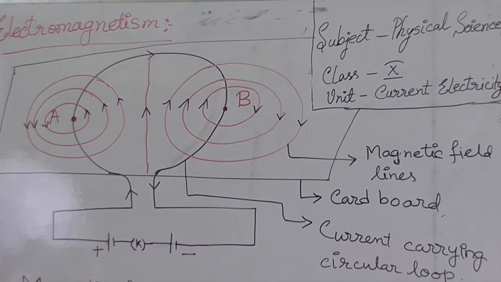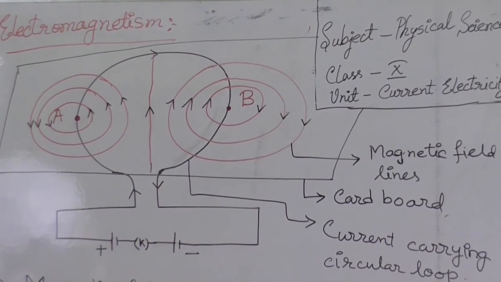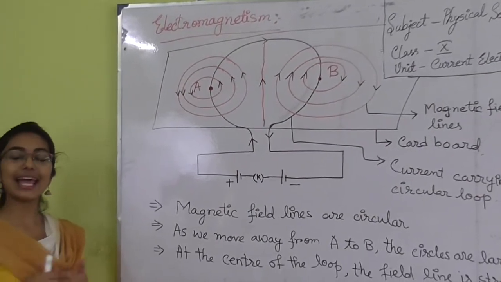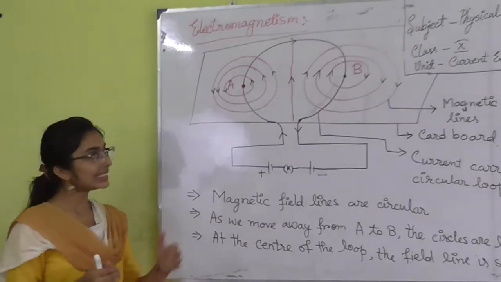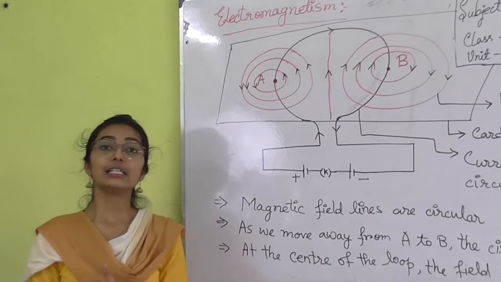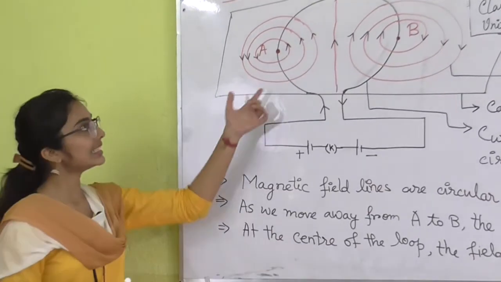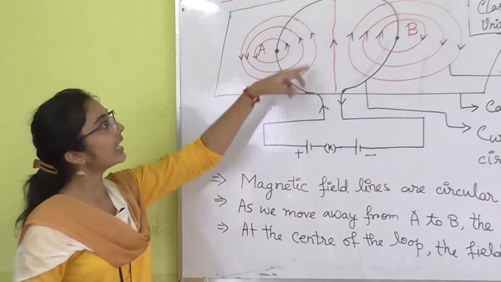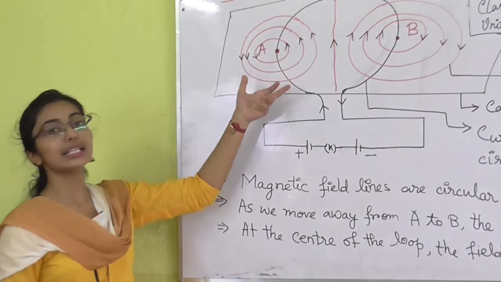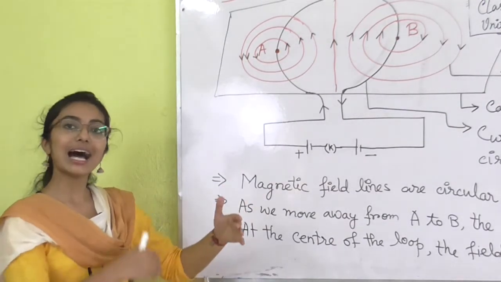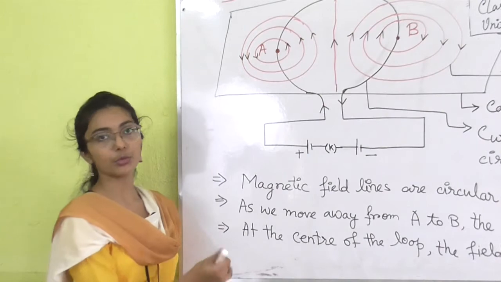There was no electricity at first. When the electricity passes through the wire, electric current passes through the wire, we will see that the iron filings will be arranged in a definite manner, and this definite manner is like concentric circles, just like this. These concentric circles are the patterns of the iron filings over the cardboard.